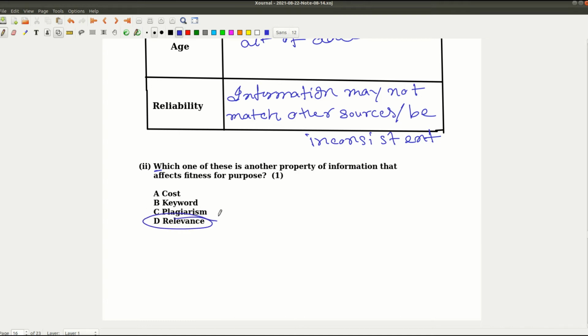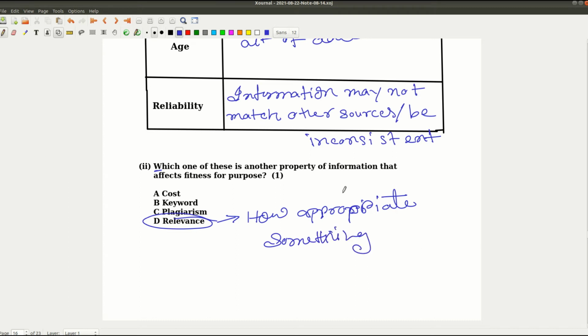Relevance. Relevance means how appropriate something is. Maybe something can be the information, can be anything. So this is relevance. Okay.